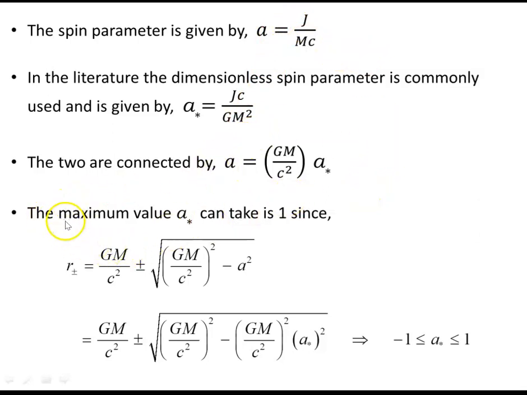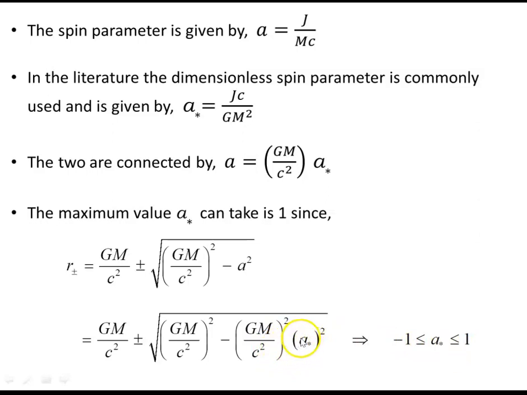Now we can use that relationship to show that the maximum value a star can take is 1, since the outer and inner event horizons are given by this. And so if we substitute a with GM on c squared times a star, we get this expression here. And then what we can see is that in order to keep this real, this value under the square root sign cannot be less than 0. Its minimum value is 0. And so a star can vary between -1 and +1.